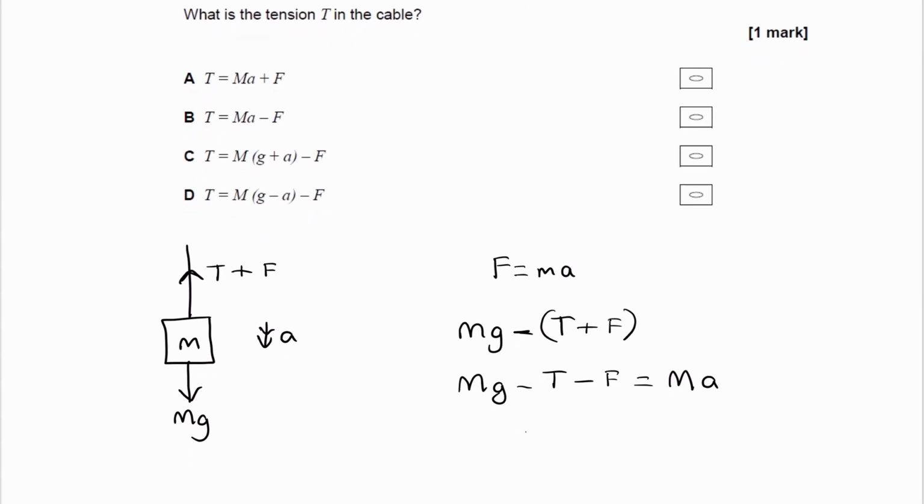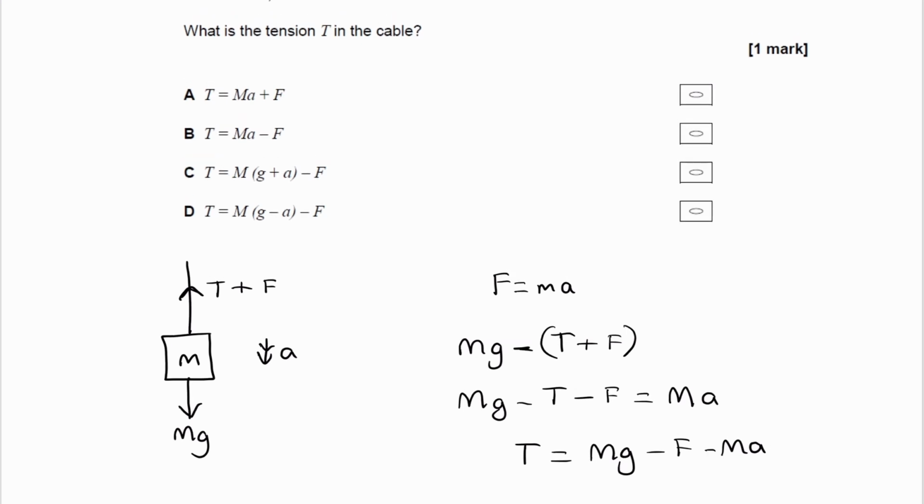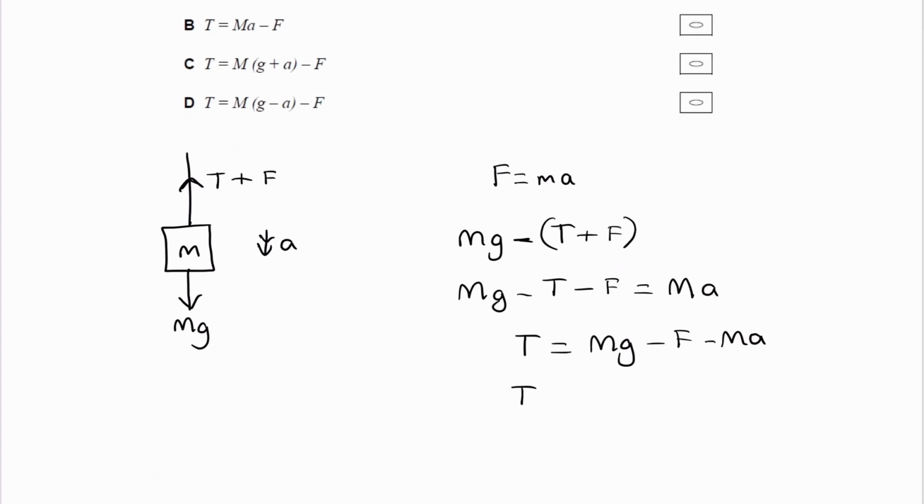And then we can rearrange this equation for T. So T is equal to mg minus F minus ma. Just basically switch these two things around. And what option is that? So mg minus F minus ma, okay, so we have m is factorized in this case, so I'm going to do the same thing. So T is then equal to m multiplied by g minus a minus F. That was factorizing these two terms. And that gives me D.